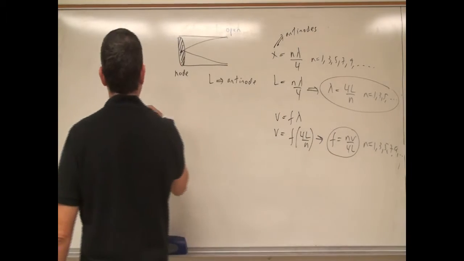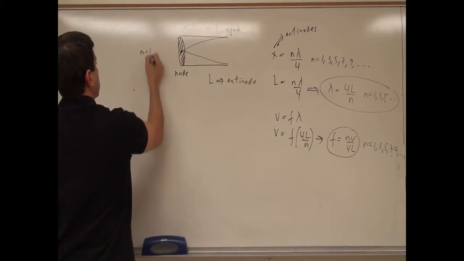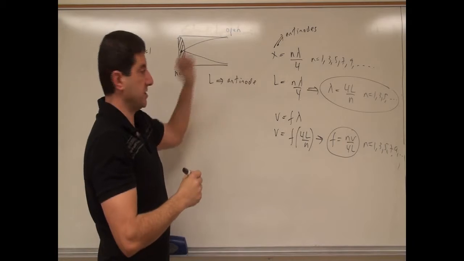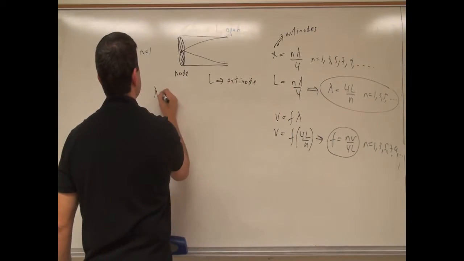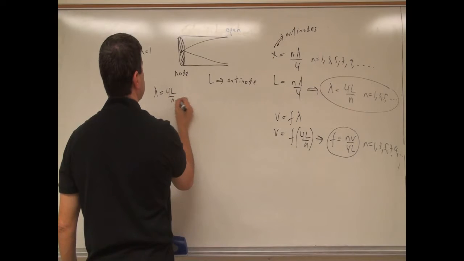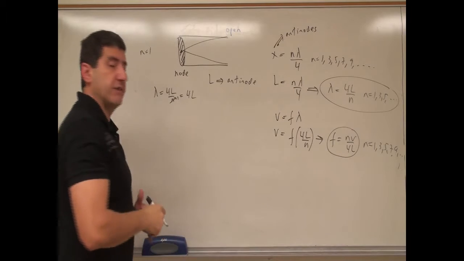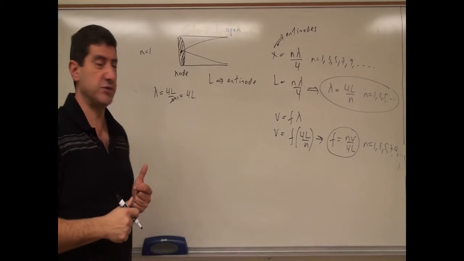Okay, so what will n equals to 1 look like? Well, n equals to 1 exactly looks like this, because why? We have n is equal to 1, lambda is equal to 4L over n, and then if n equals 1, lambda equals 4L. That means the wavelength of the sound wave is 4 times the length of the tube.